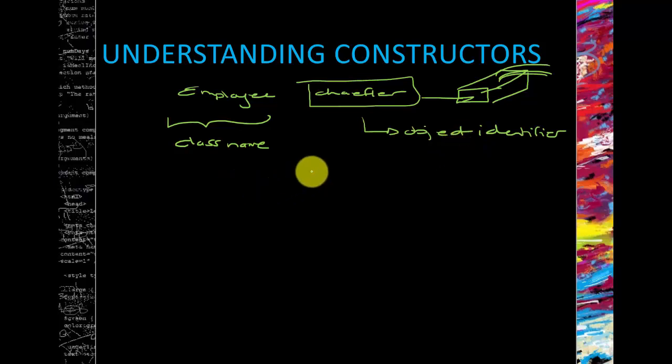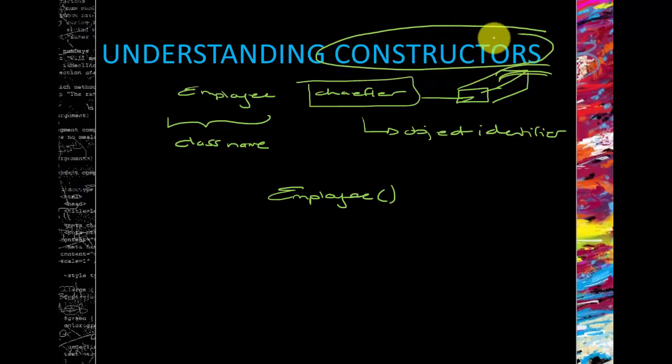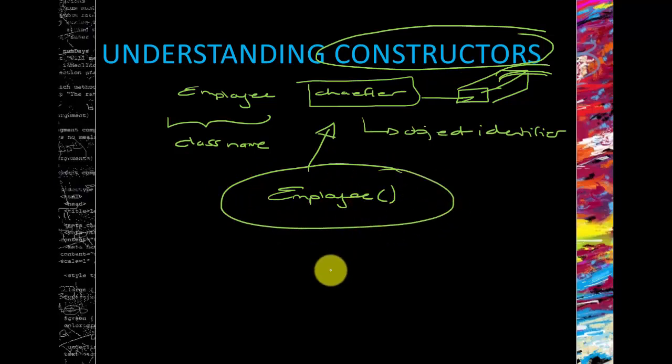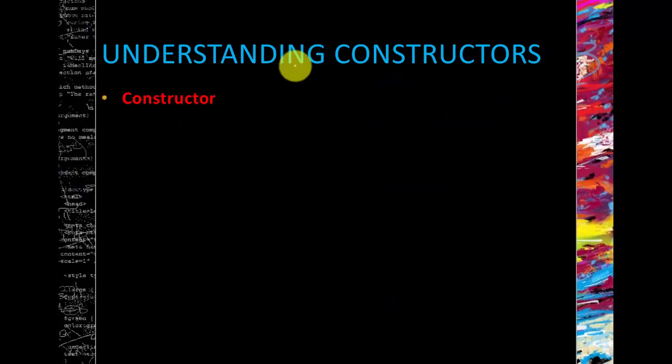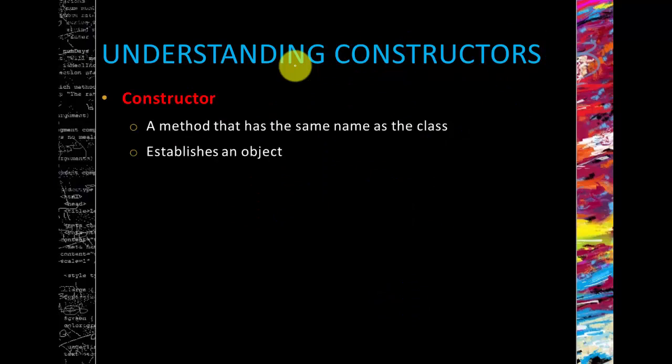So what you're actually doing when you're creating an object is calling on a method called employee, and this employee method allows you to construct an object called chauffeur. This method is the same name as the class, and it establishes an object. So when I talk about constructors like this employee constructor here, I'm talking about a builder that builds objects, builds a box of memory. In short, a constructor is a method that has the same name as the class, and it establishes an object.